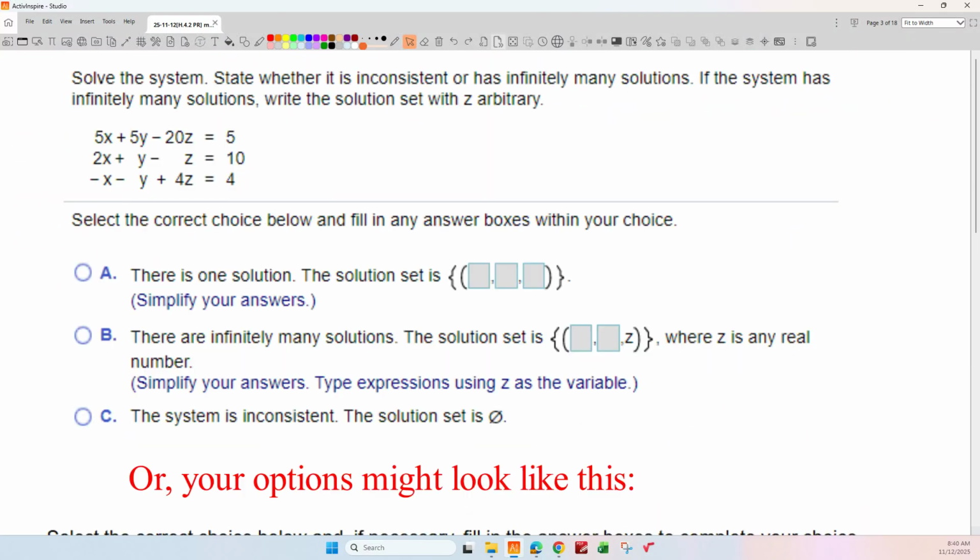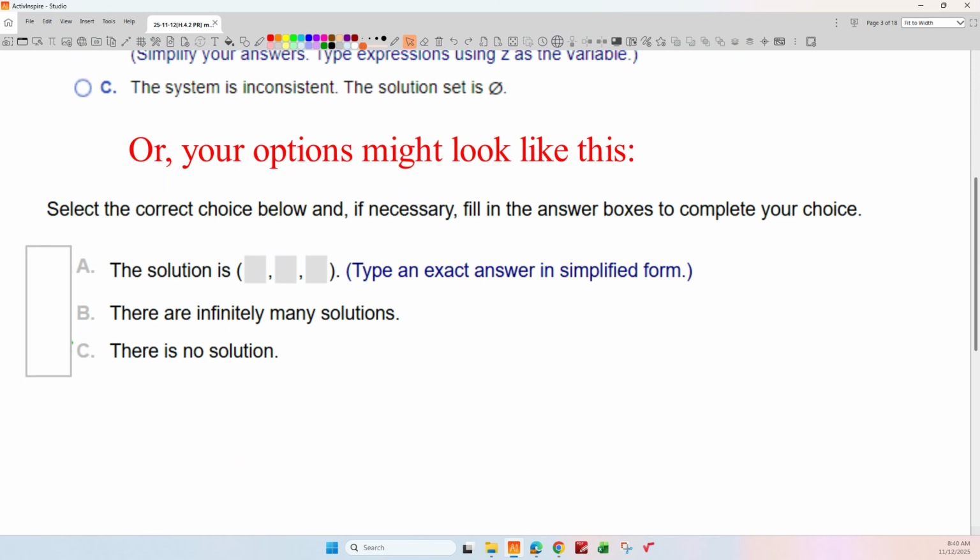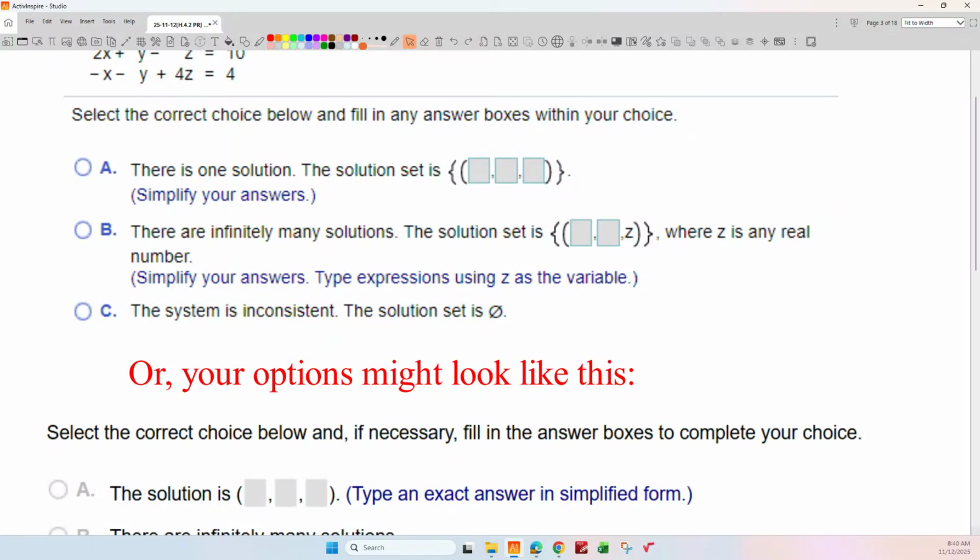Here's how that might look. It might just be an option where you choose, might look like this, where you would just pick no solution. Or it might look like something like that. You might have apparently more options, but it's still going to be the bottom choice, right? The system is inconsistent. The solution set is the empty set. So depending on how the question is written, you'll see one of those two options, okay?